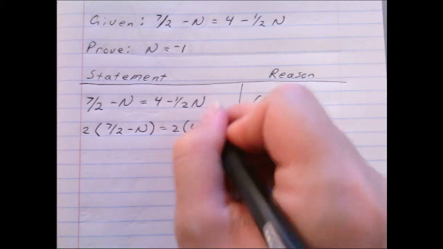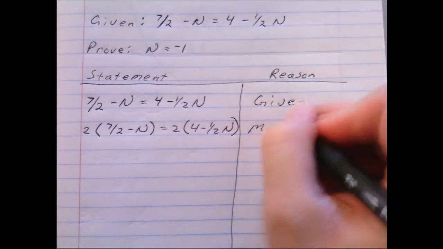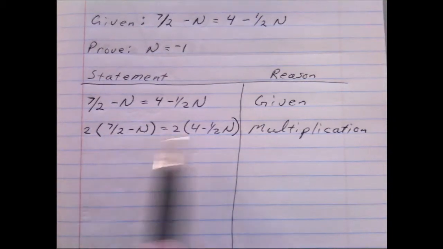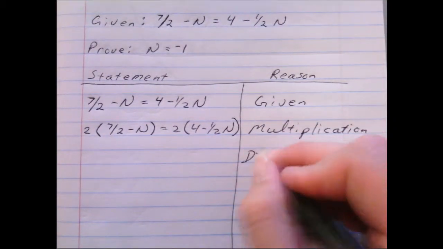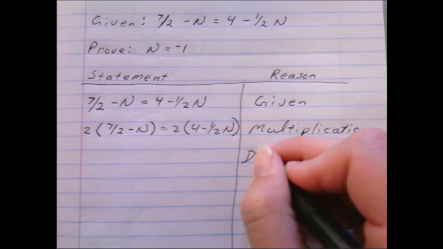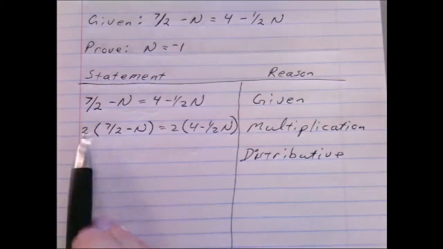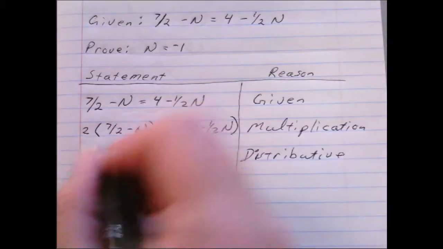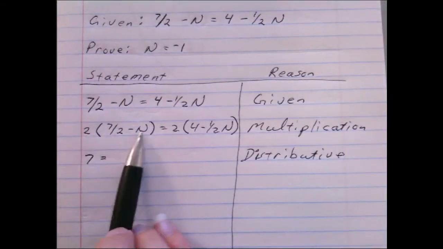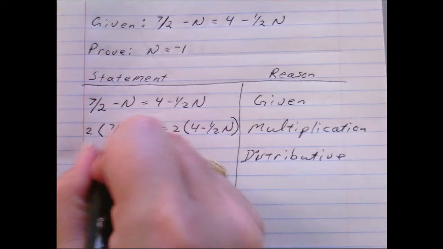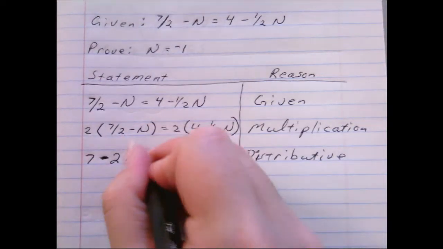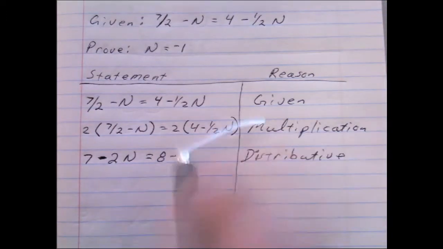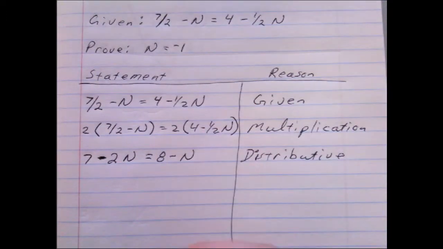2 times my 4 minus 1/2 n. So that was multiplication. Then if you remember, the next step, whenever we have these parentheses, is we're going to use the distributive property. So we're going to take 2 times the 7 divided by 2, and we end up with 7 equals 2 times the negative n, or excuse me, that's not an equals, that's a minus 2n. Now we can put our equals. 2 times the 4 is 8, minus 2 times the 1/2 is 1, so we just put n.